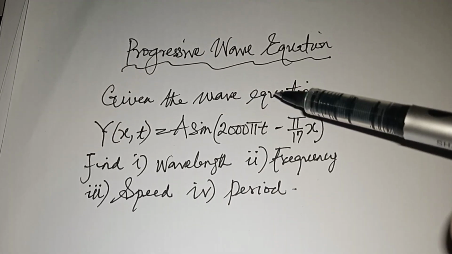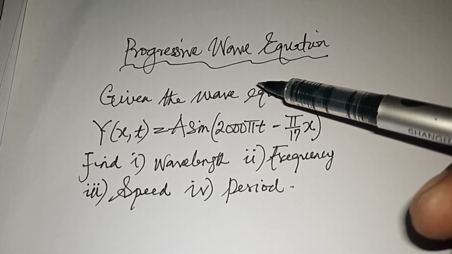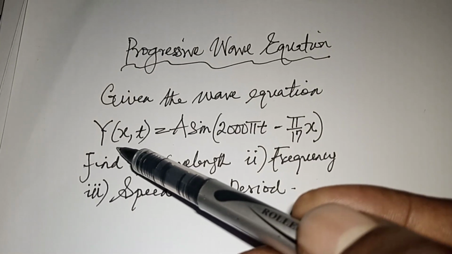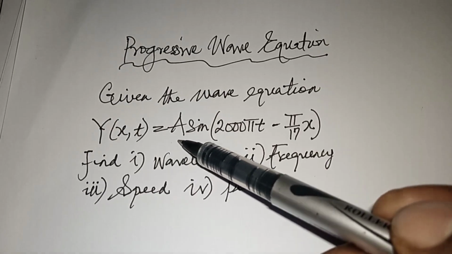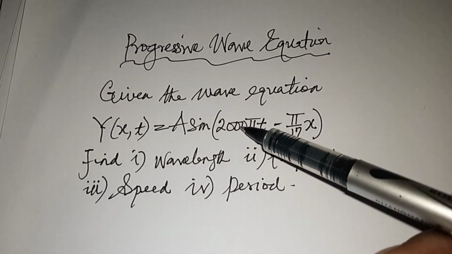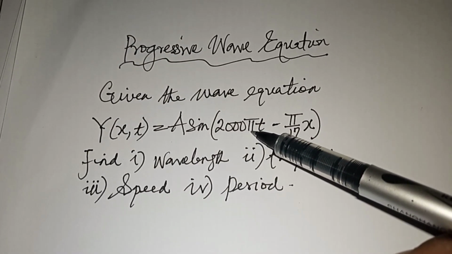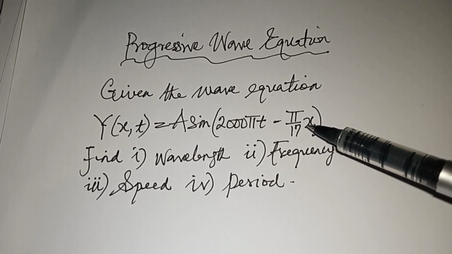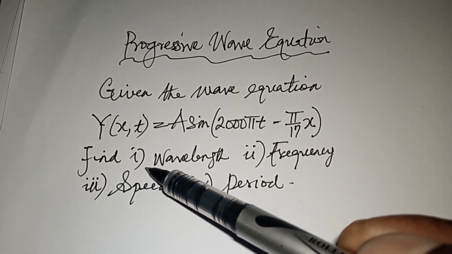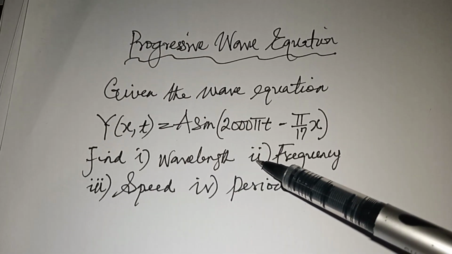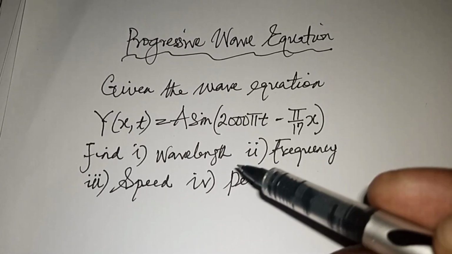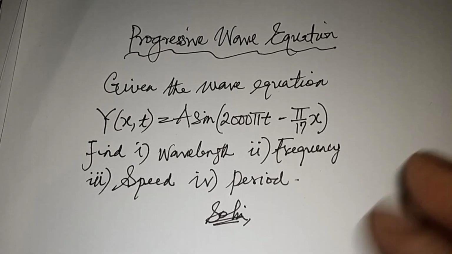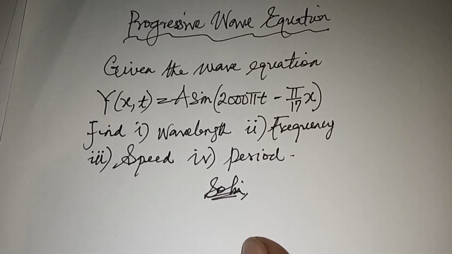I will show you a quick way to solve this problem under progressive wave equation. Given the wave equation y of x and t equals A sine (2000 pi t minus pi over 17 x), we are asked to find (i) the wavelength, (ii) the frequency, (iii) the speed, and also (iv) the period. So look at the quick way I want to go about problems like this when you see one.